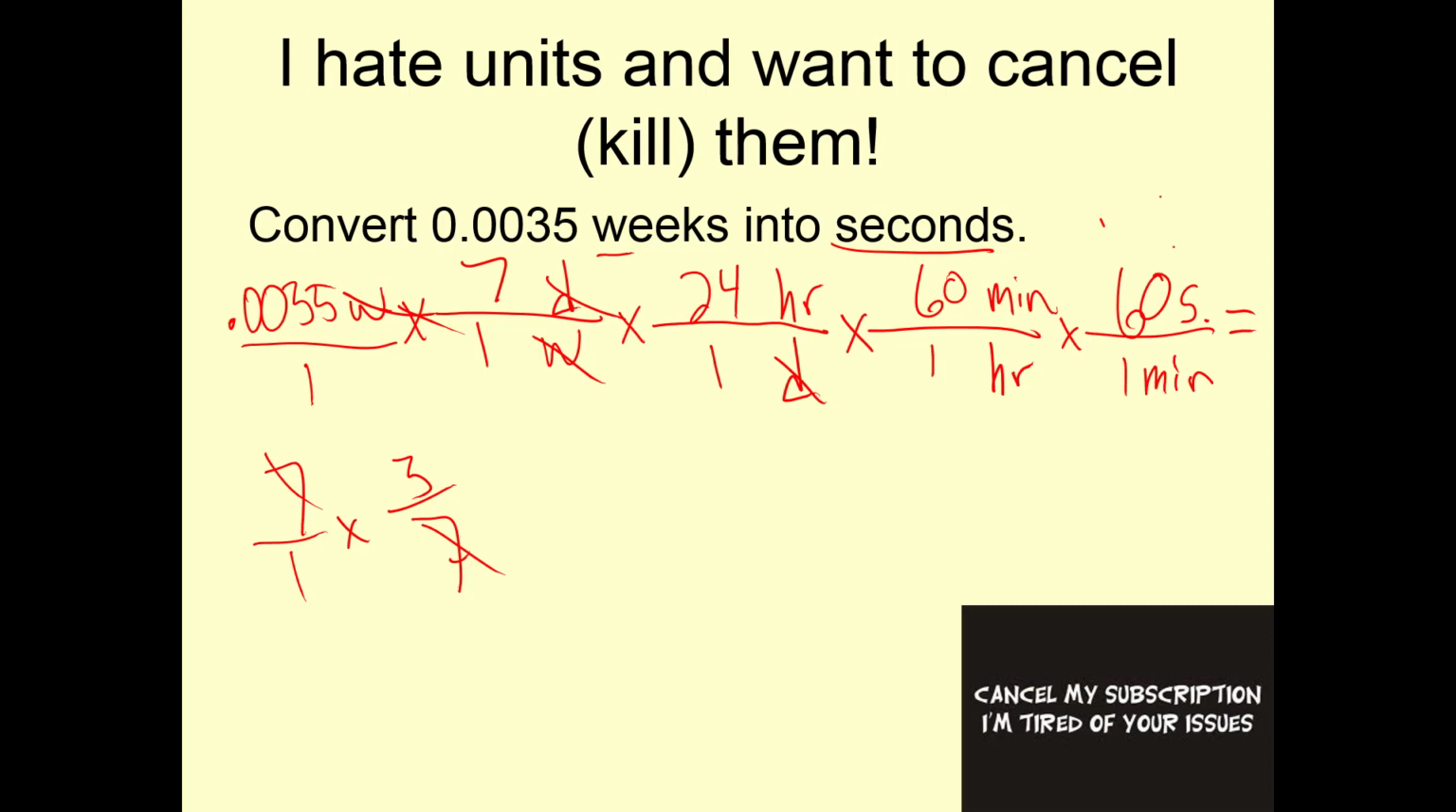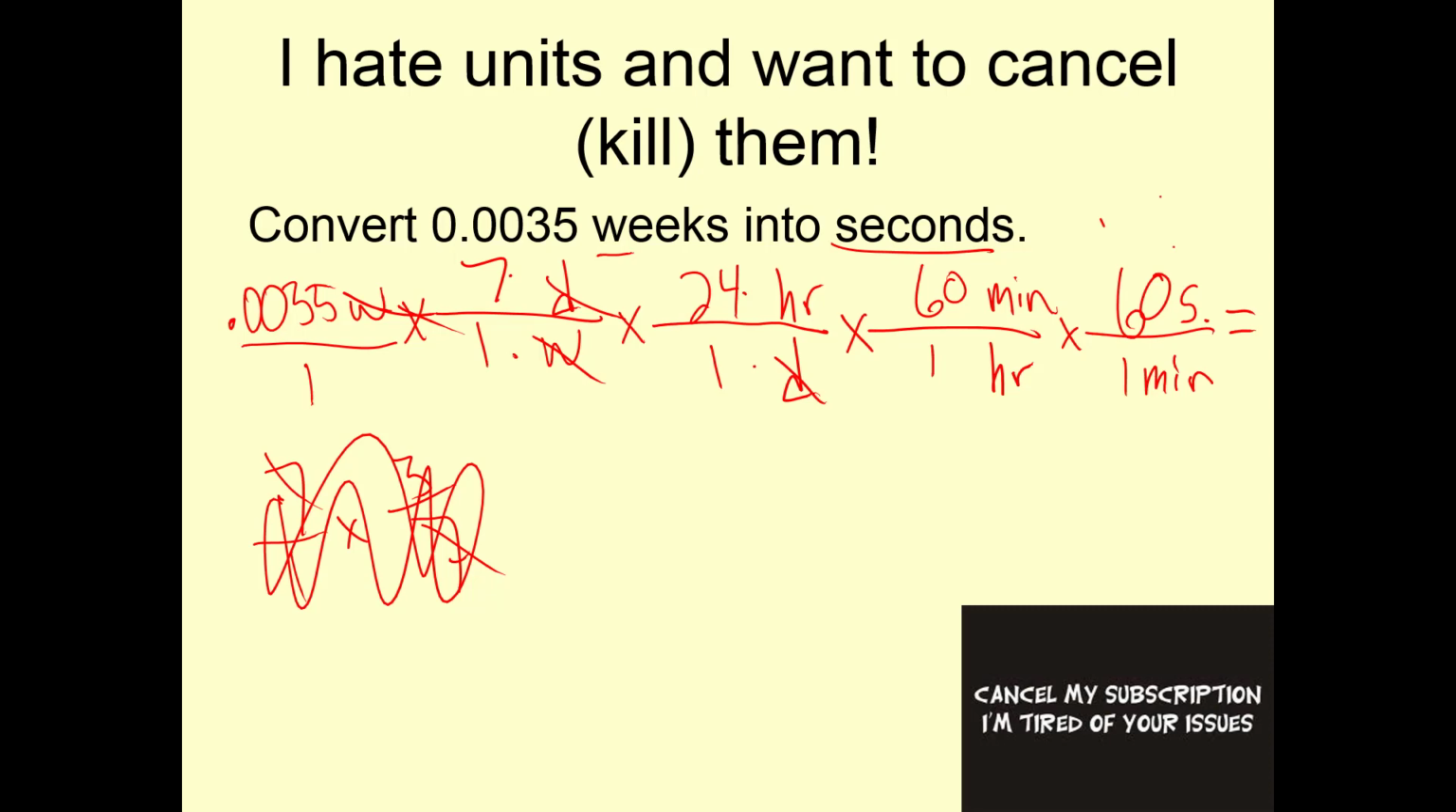Now I just want to point out that these are equivalencies. 7 days equals 1 week. 24 hours equals 1 day. 60 minutes equals 1 hour. So after all this stuff that I'm doing, I'm really just multiplying by 1. So the size of these things don't change. Just the unit is changing.